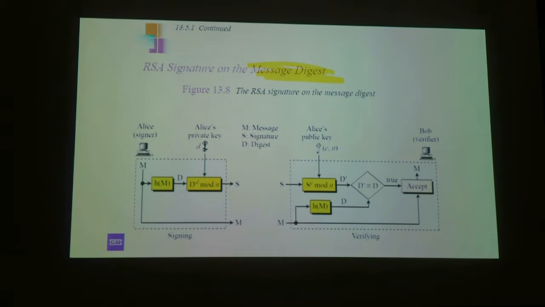So you create the message. You create the digest using the hash function, and then you sign the digest. You send the digest, and at the destination you do the reverse thing. So you check the digest. If the digest is equal to the digest, then you accept the message. Right?